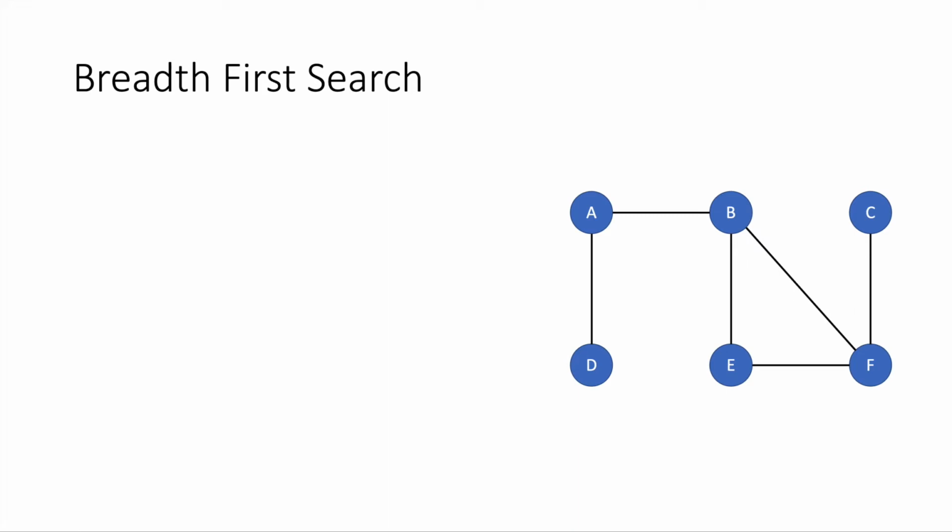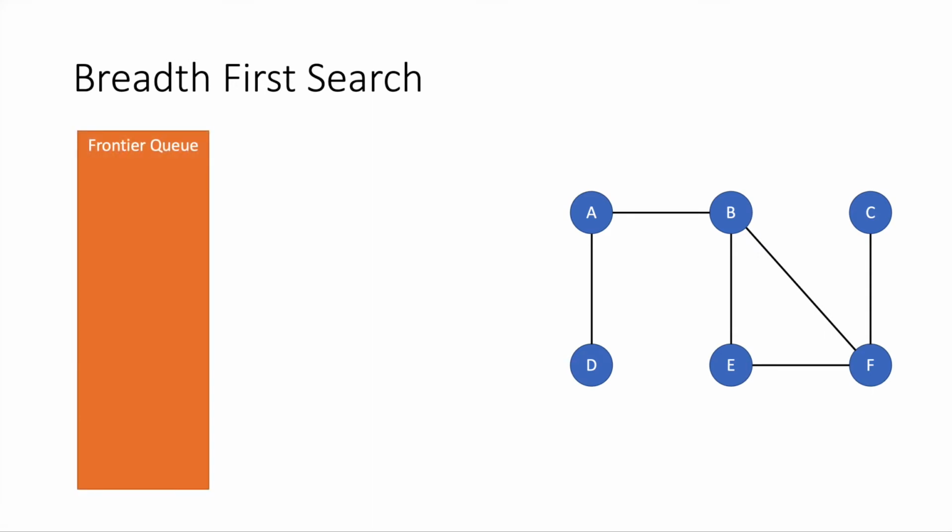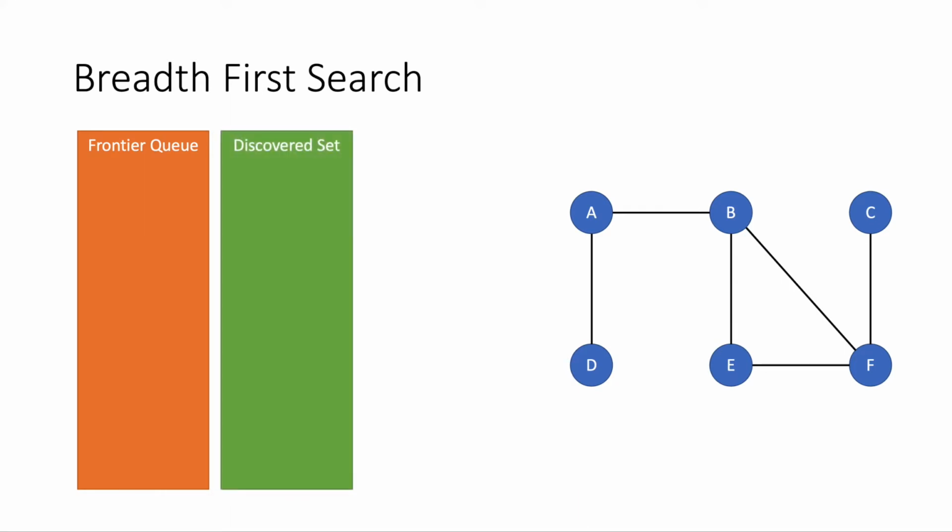Internally, the algorithm uses three different data structures. The first is the frontier queue that represents the frontier of where the search algorithm has been. The next is a set that contains all nodes or vertices that the search algorithm has found. And the last is a pointer to the current vertex that the search algorithm is working from.